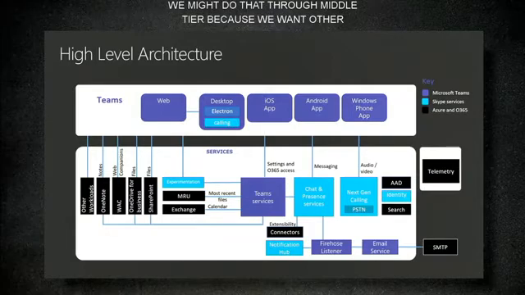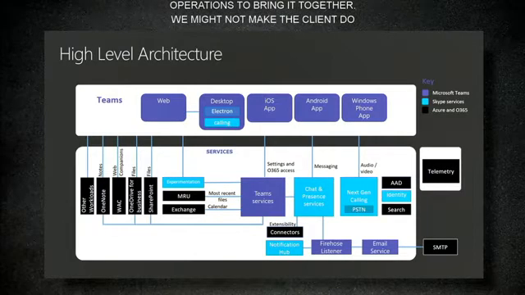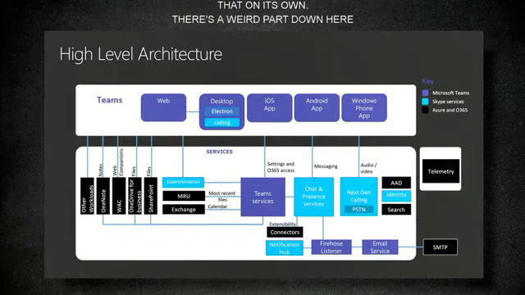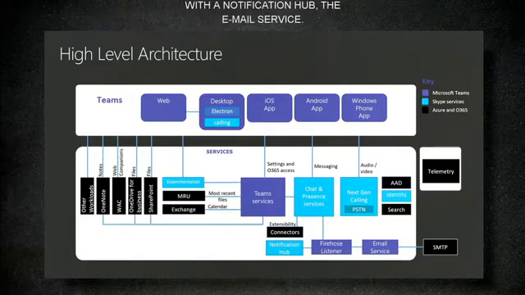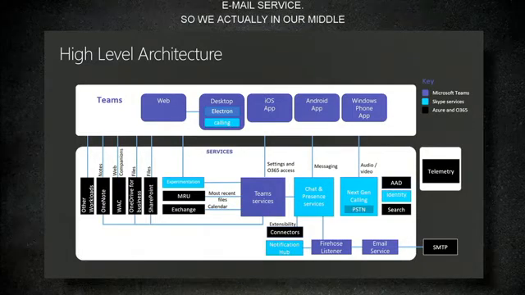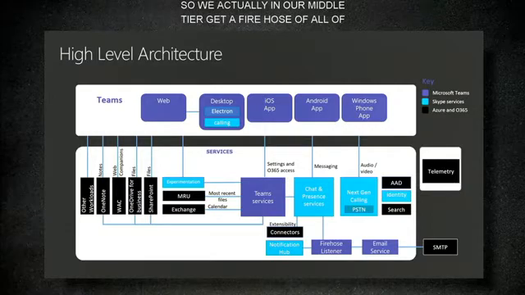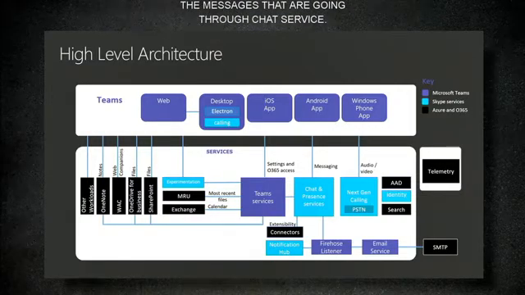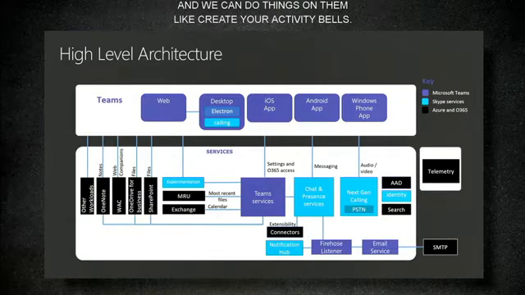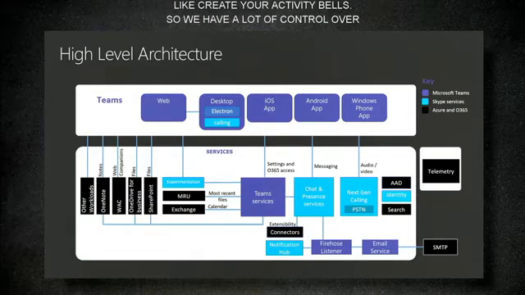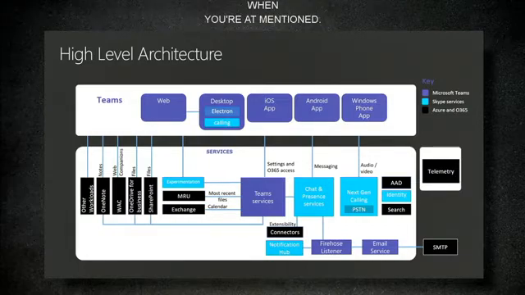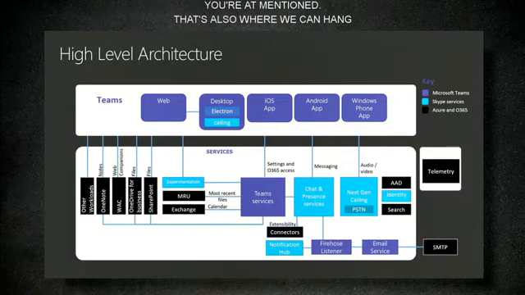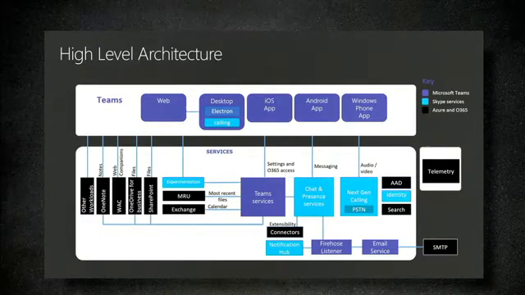Now there's this weird little part down here in the lower right-hand side with the notification hub, the Firehose listener, the email service. So we actually, in our middle tier, get a firehose of all of the messages that are going through chat service. And we can do things on them like create your activity bells. So we have a lot of control over how you're notified about when you're @mentioned. So when someone says, hey, @you, I want you to see this, or when someone replies to you. And that's also where we can hang out in a delay queue and say 90 minutes later, if you haven't come into Teams, I'm going to send you an email that you missed a message. And while I've been here, I've gotten at least 3 or 4 of those emails a day.